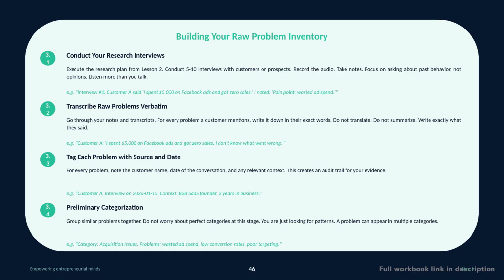Finally, do a preliminary categorization. Group similar problems together. Do not worry about perfect categories at this stage. You are just looking for patterns. For example, category, acquisition issues. Problems, wasted ad spend, low conversion rates, poor targeting. Pause the video now and complete these 4 steps for your interviews.